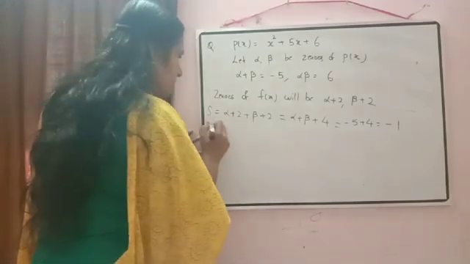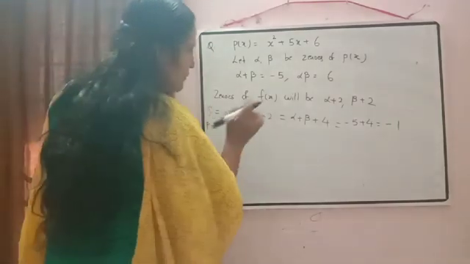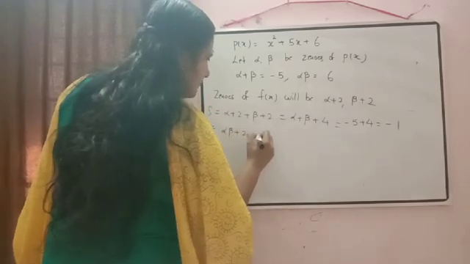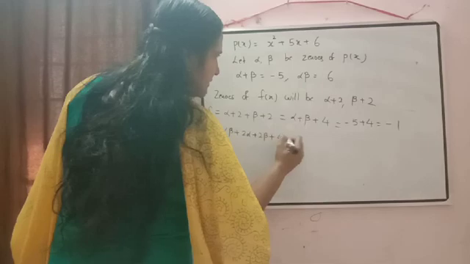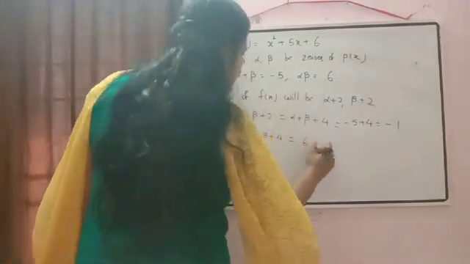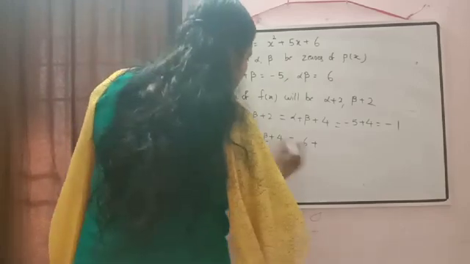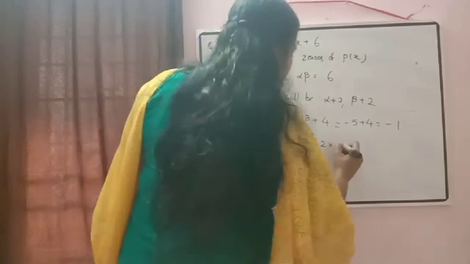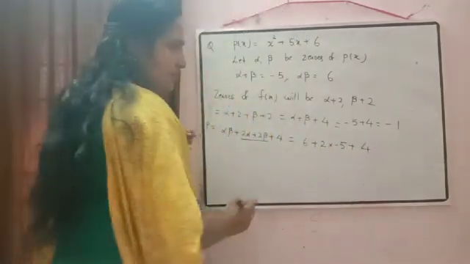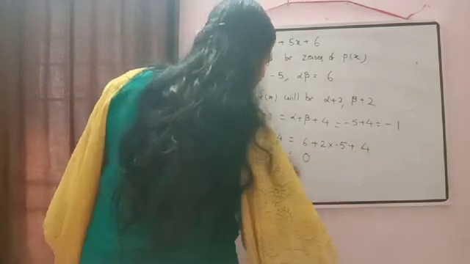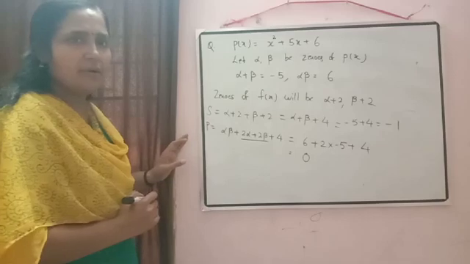Now the product of the zeros. Multiply these two, what will come? Alpha beta plus 2 alpha plus 2 beta plus 2 twos are 4. Alpha beta, we know the value, that is equal to 6, plus from these two terms we can take 2 common. So 2 into alpha plus beta, which is equal to minus 5, plus 4. Correct? 6 plus 4, 10. 2 into minus 5, minus 10. So we will get the product is equal to 0.